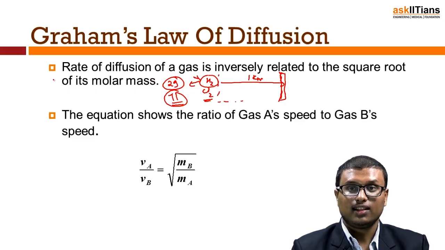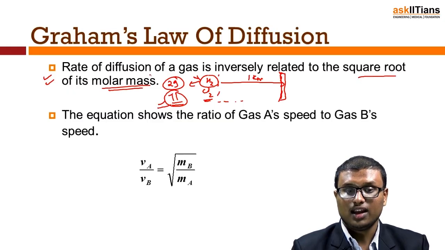I will add one more point, that the rate of diffusion of gases is inversely related to the square root of the molar mass. So if the molar mass is higher, my gases move slowly, or I can say my rate of diffusion is also slow. So you need a relation, right?